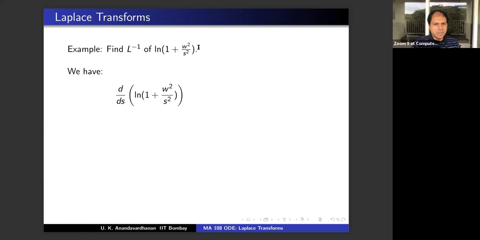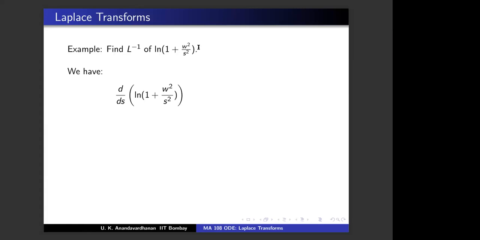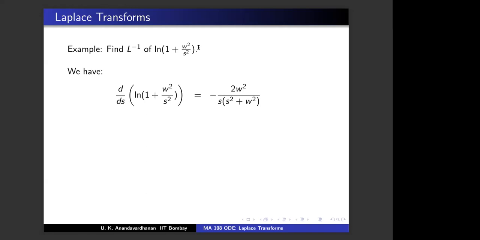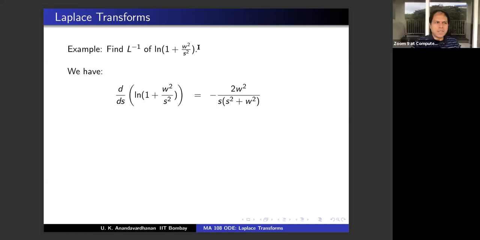So what is this answer, d/ds of this? Can somebody quickly do it on a piece of paper and tell me? Minus 2w² by s(s² + w²). Very good. So this is good, no? This is in a shape that you understand, right? Now you can either do 1 by s² plus w², find that Laplace transform and integrate that in order to divide by s. Or you might just do what?